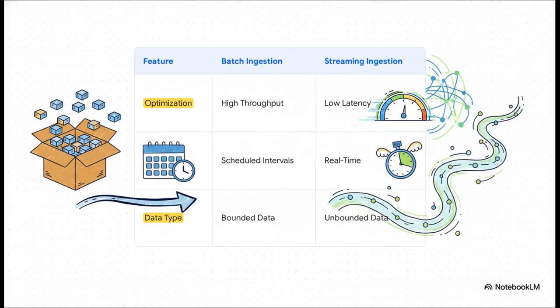Okay, so let's break this down. At the highest level, there are really only two ways you're gonna get data into GCP. On one hand, you've got batch ingestion. Think of this as the heavy-duty bulk work. It's all about high throughput, moving massive amounts of data, what we call bounded data, files with a clear start and end. And you usually do it on a schedule, like once a night. On the other hand, you have streaming ingestion. This is the live action stuff. It's all about low latency, getting data in real time. We're talking unbounded data here, like a never-ending fire hose of information from sensors or clicks. Knowing when to use which one? That's foundational, and it's definitely going to be on the exam.